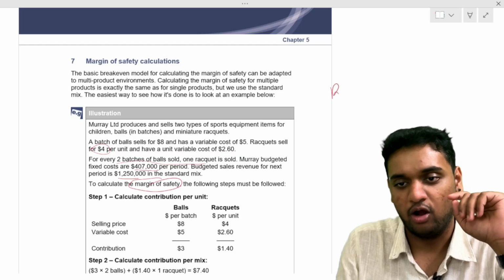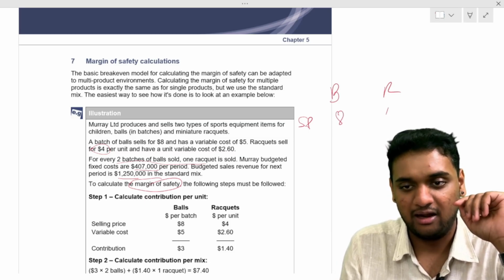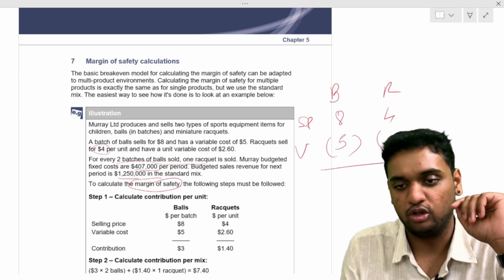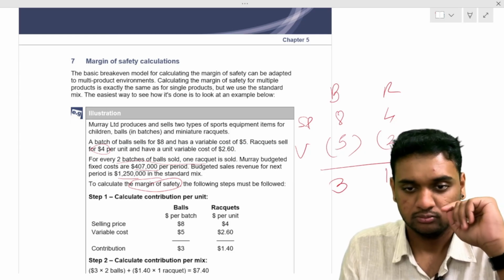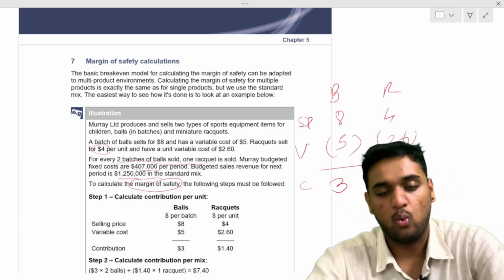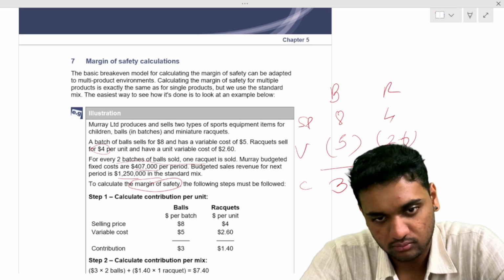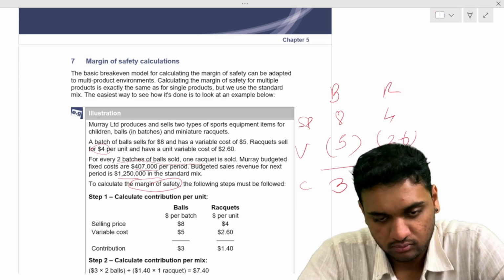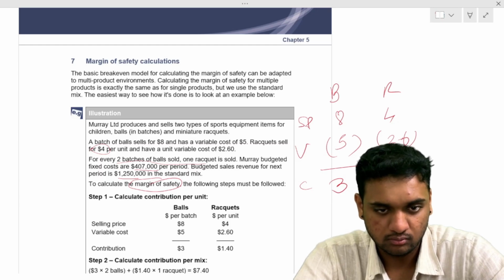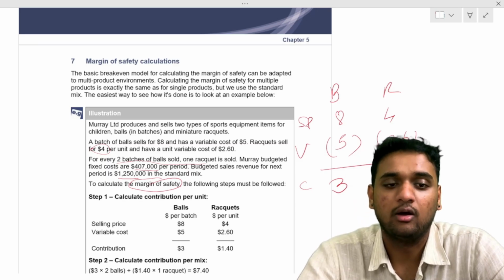First put the heading: balls, rackets. Write the selling price of both: 8 and 4. Variable cost of both is 5 and 2.6, and find out the contribution per unit. 3 and 1.4. Contribution for both the products is 3 and 1.4. Understood, all of you? How I told we can do the question, they ask me margin of safety.